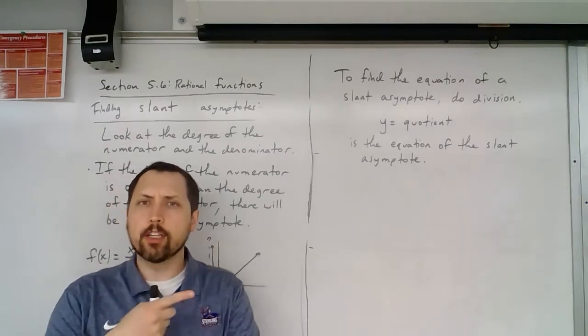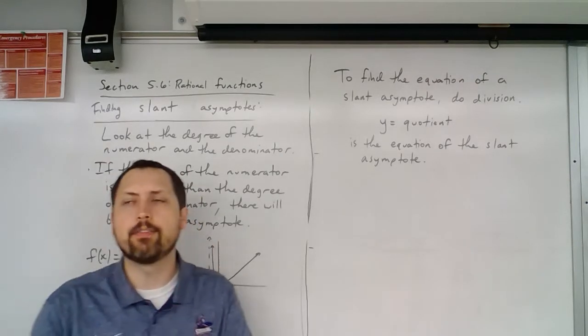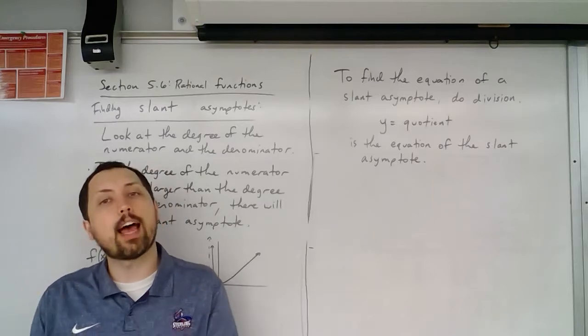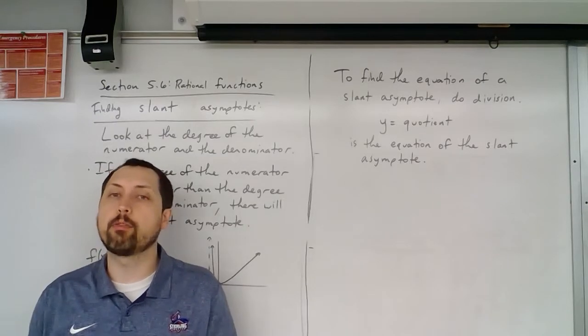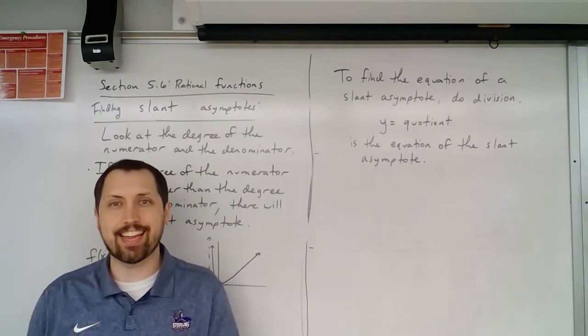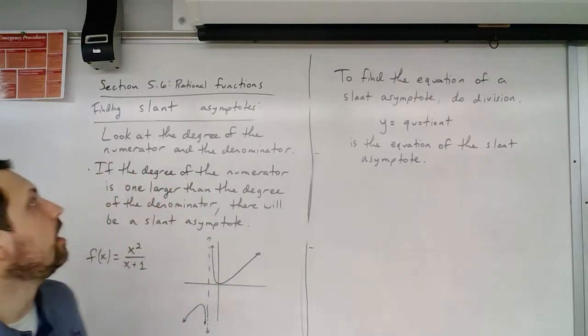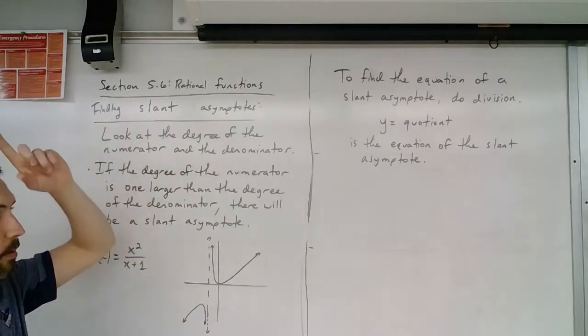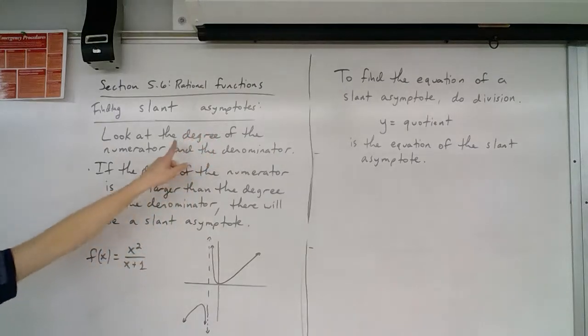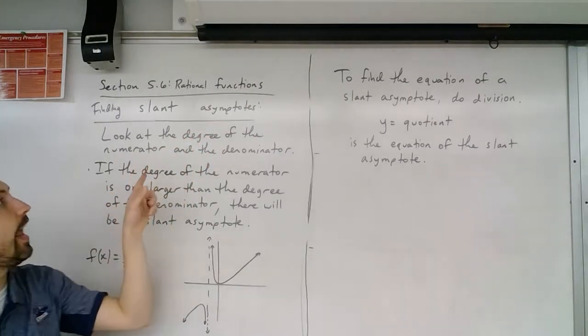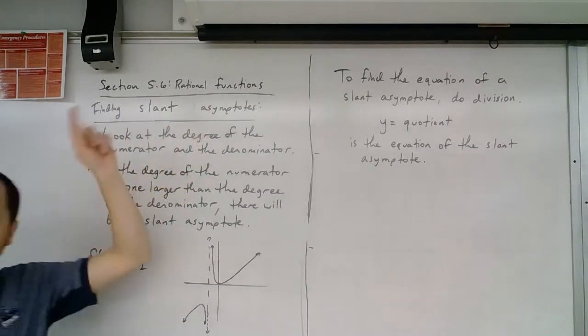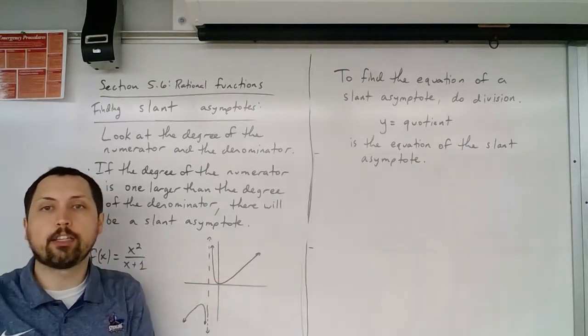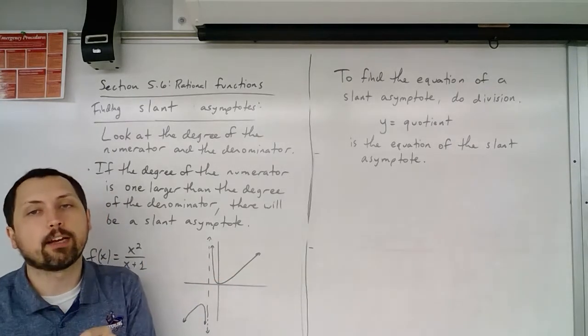So we talked about vertical asymptotes and we talked about horizontal asymptotes. The last type of asymptote that might appear in a rational function is called a slant asymptote. So to find a slant asymptote, we're going to look at the degree of the numerator and the denominator. Just like with horizontal asymptotes, we look at the degree of the numerator and the degree of the denominator.